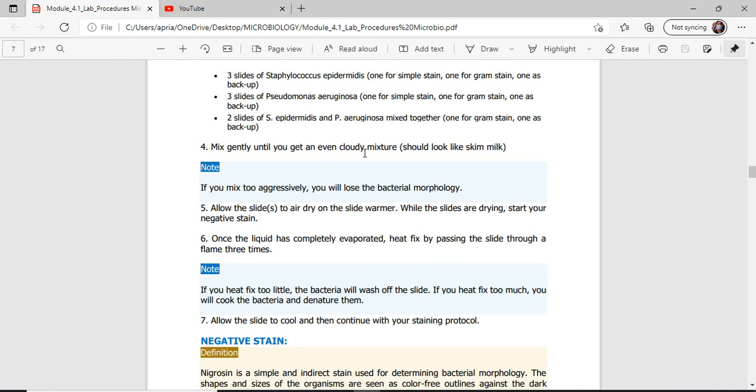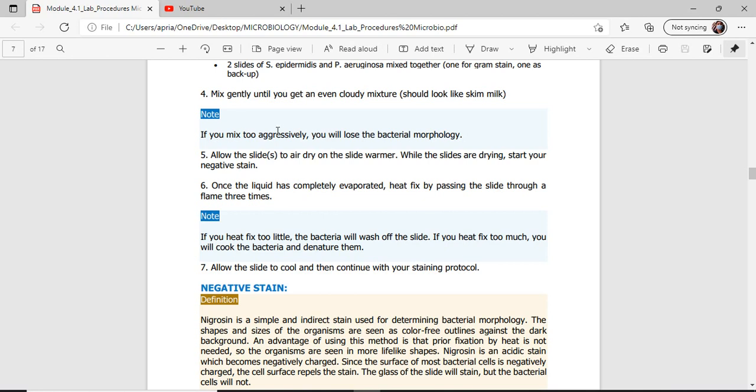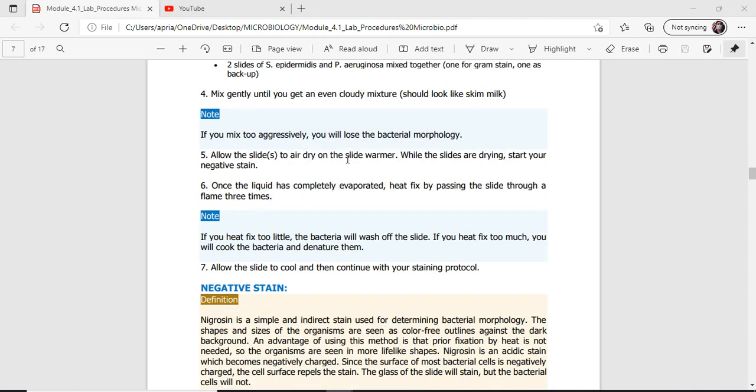Do not mix too aggressively because you will lose the bacterial morphology. Okay, so let us continue. Now, allow the slide to air dry on the slide warmer. While the slides are drying, start your negative stain.